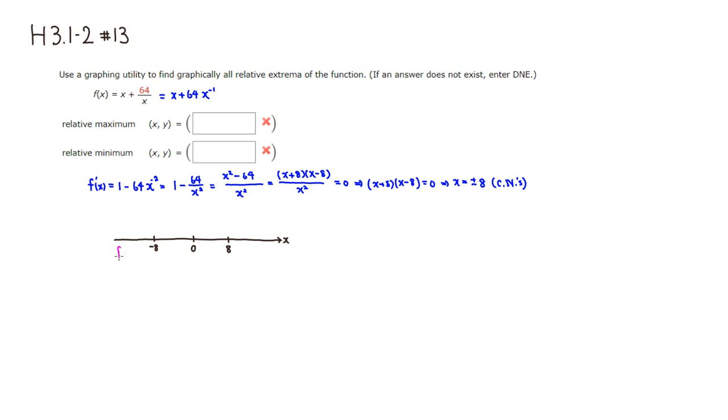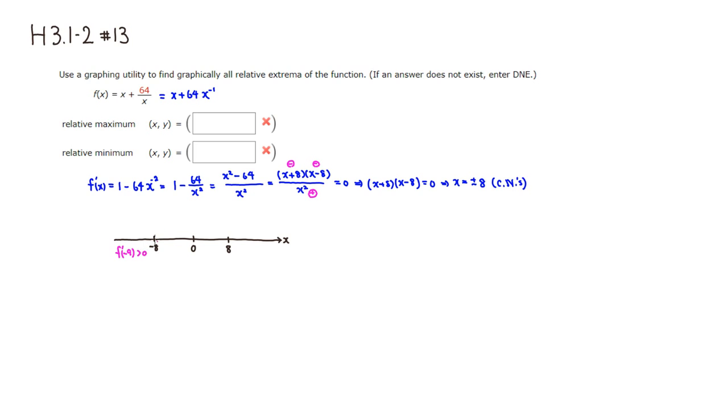So let's look at f prime of anything smaller than negative 8. I'm going to try negative 9. Looking at this, x squared is always positive, so you have a positive sign on the bottom, and we don't really have to worry about that. But negative 9 plus 8 is negative, and negative 9 minus 8 is still negative. Negative times negative is positive, and positive divided by positive is positive here.